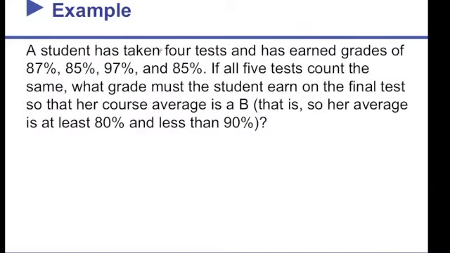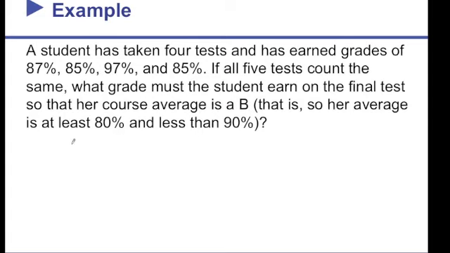A student has taken 4 tests and has earned grades of 87%, 85%, 97%, and 85%. If all the tests count the same, what grade must the student earn on the final test so that her course average is a B? That is, her average is at least 80% and less than 90%.